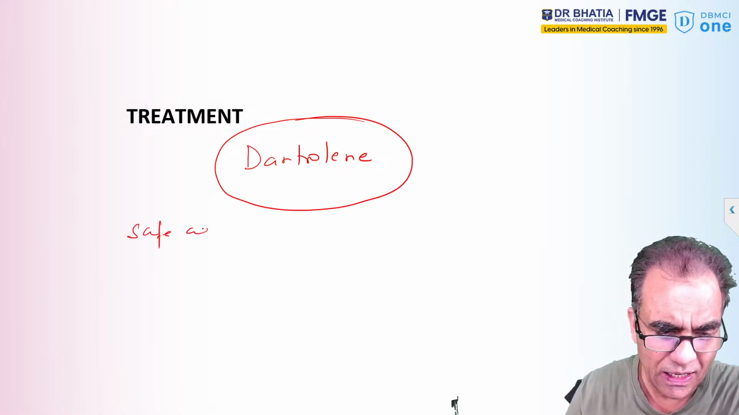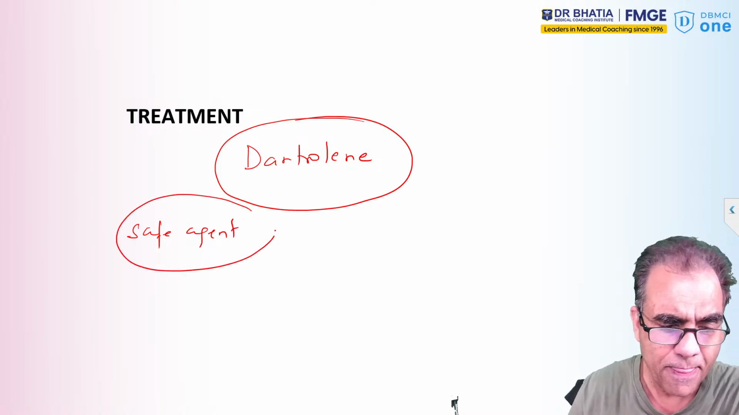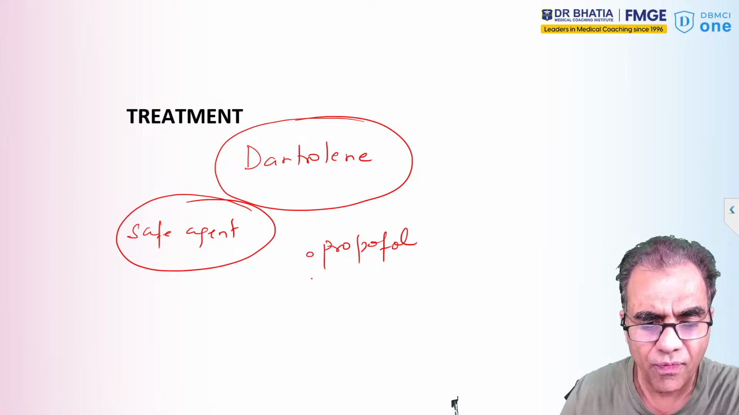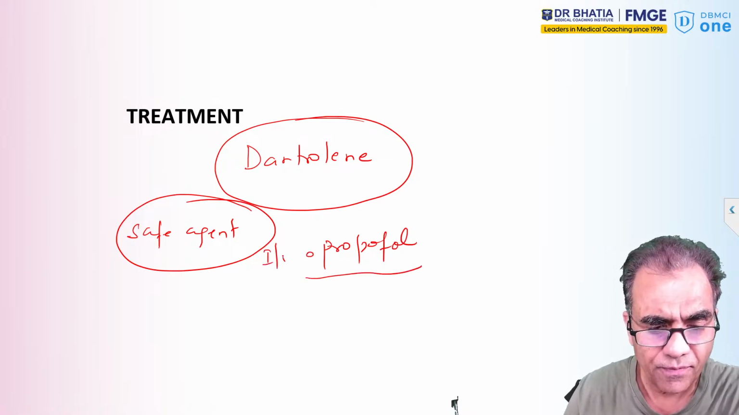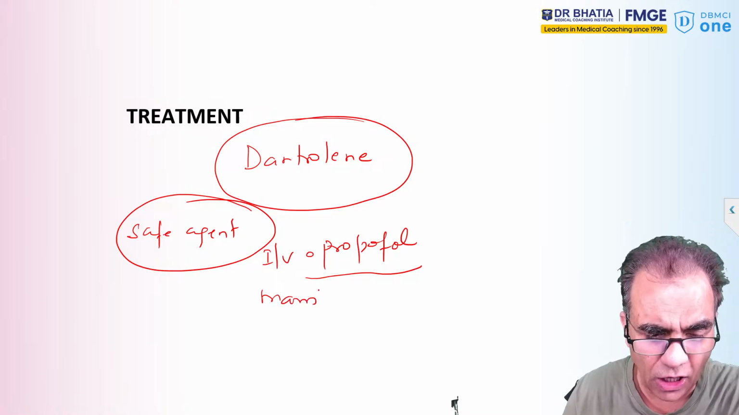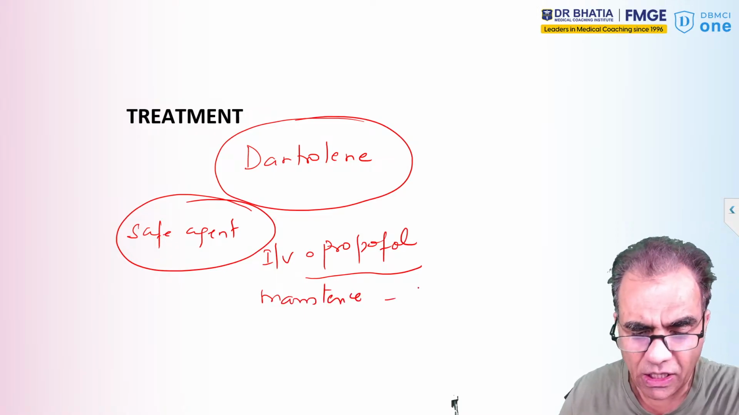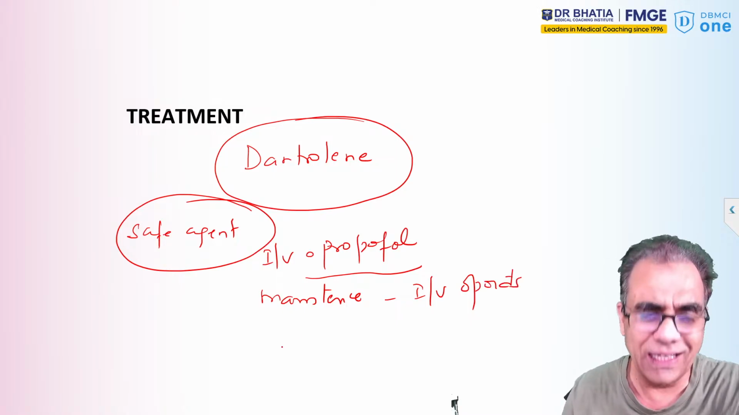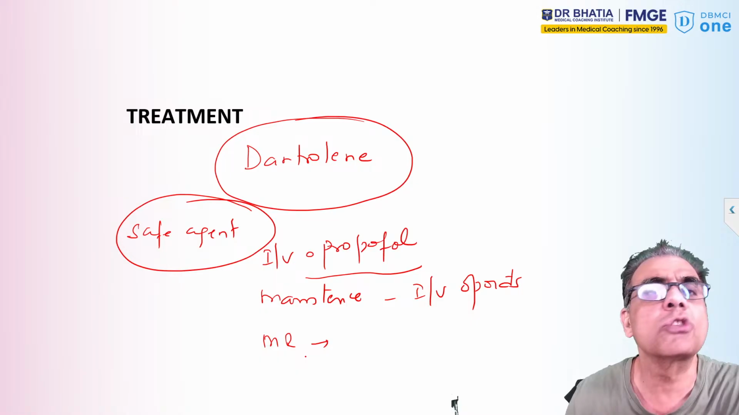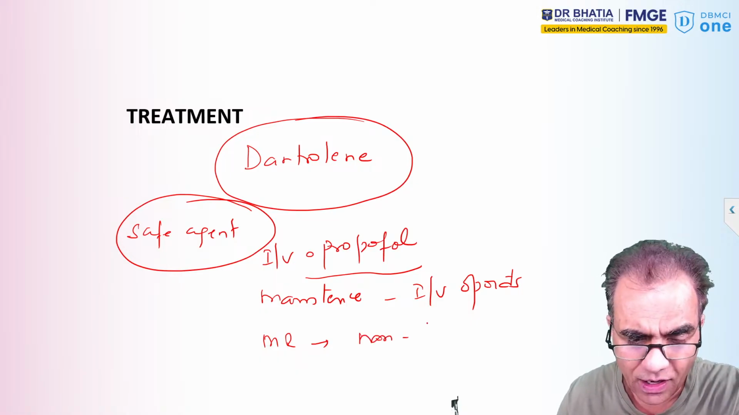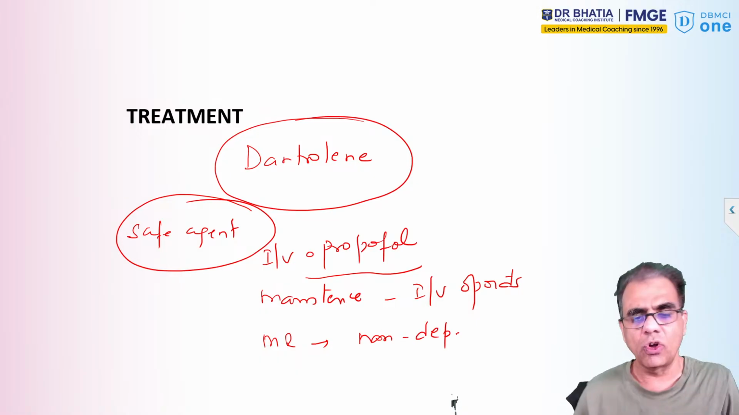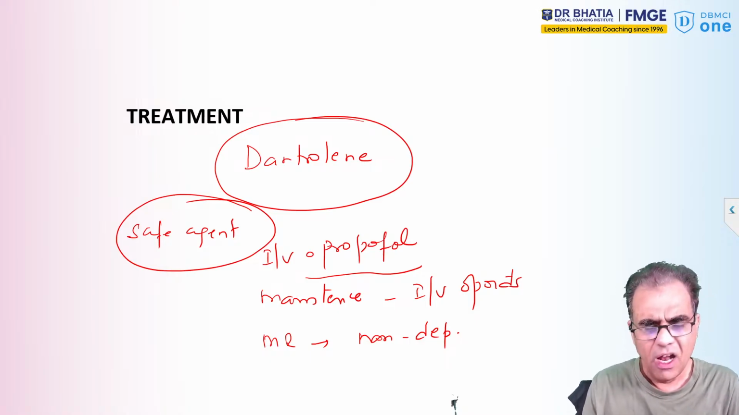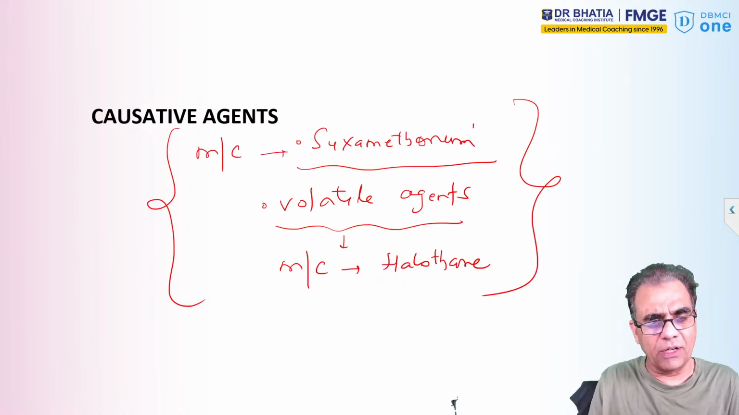Safe agents, if you are giving anesthesia: propofol, of course, is safe for induction. For maintenance, we cannot use volatile agents, so intravenous opioids are used. And muscle relaxant, needless to say, suxamethonium is contraindicated. However, other muscle relaxants, that is non-depolarizing muscle relaxants, can be safely used. So that's all about malignant hyperthermia that you should know.